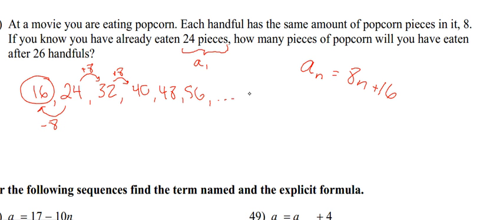So if we started with 16, every handful should add 8. So if we had 2 handfuls, we would be adding 16 pieces of popcorn. So then if you want to know term 26, 8 times 26 plus 16 equals a lot of popcorn.